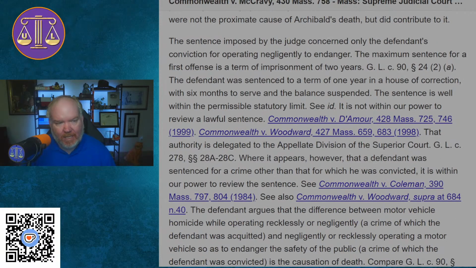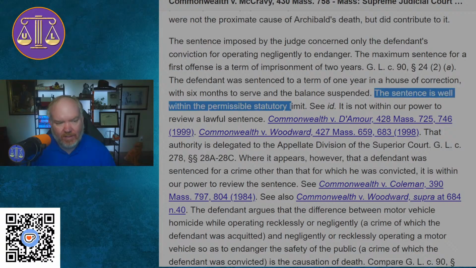The sentence imposed by the judge concerned only the defendant's conviction for operating negligently to endanger. The maximum sentence for a first offense of imprisonment is 2 years. Defendant was sentenced to a term of 1 year in house correction with 6 months to be served and the balance suspended. The sentence is well within this permissible statutory limit. It's not within our power to review a lawful sentence.